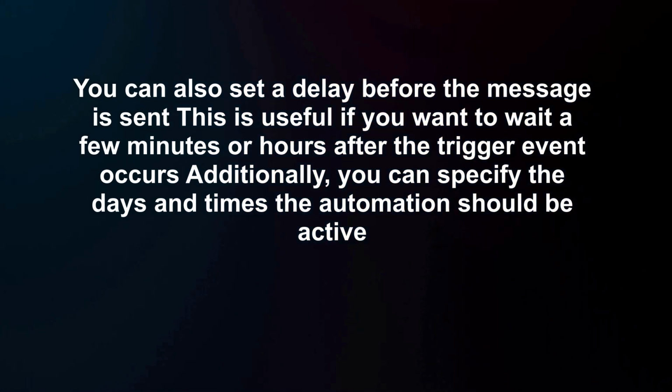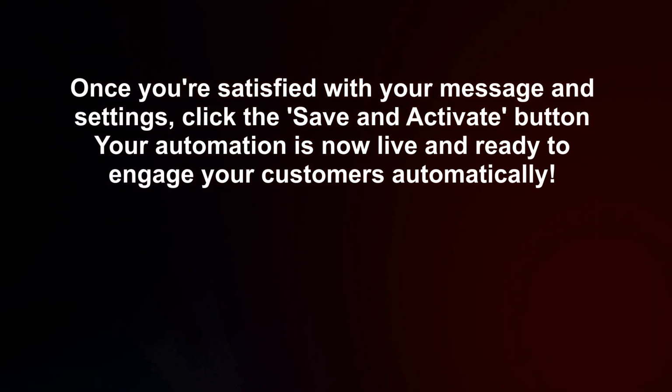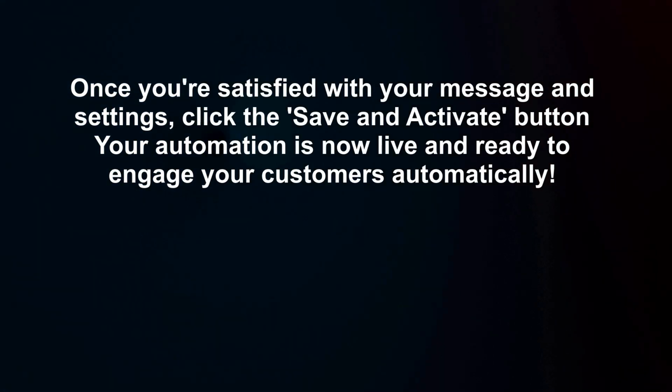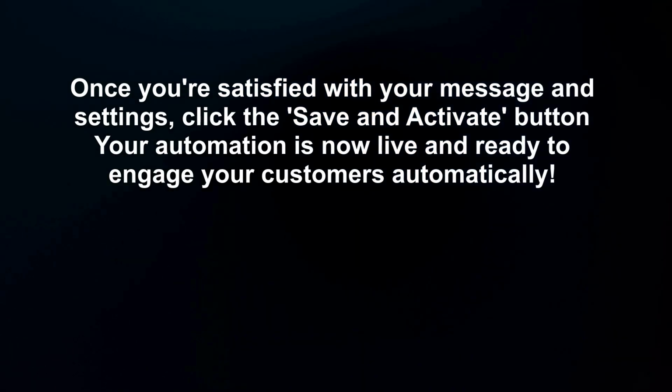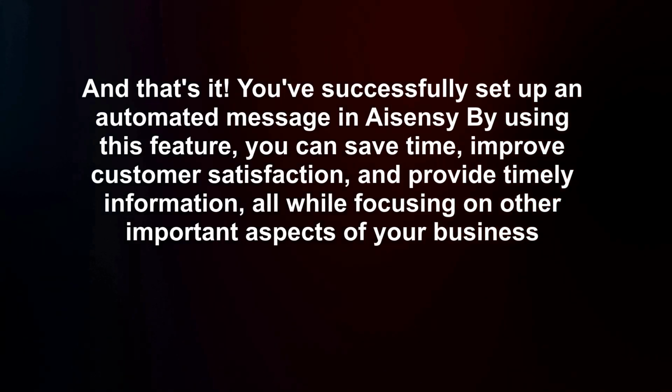Additionally, you can specify the days and times the automation should be active. Once you're satisfied with your message and settings, click the Save and Activate button. Your automation is now live and ready to engage your customers automatically. And that's it. You've successfully set up an automated message in Aisensy.